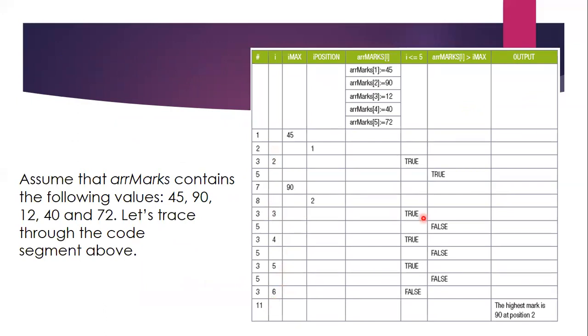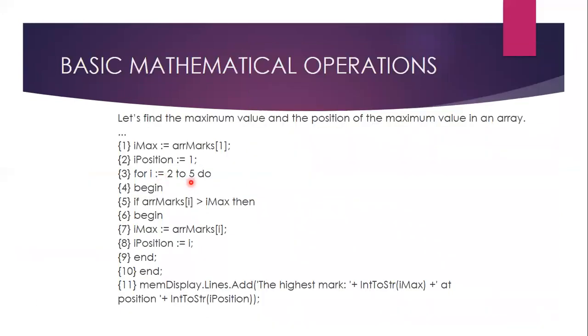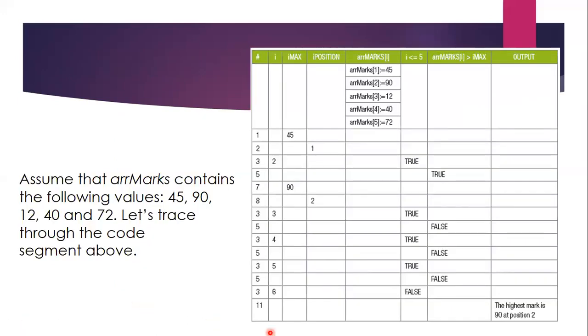So 3. Is 3, or I in this case, less than or equal to 5? Yes, it's true. Then is R marks greater than I max? False. Okay, so then I go back to step 3. Step 3 was my for loop. So I'm going to go back in, and I'm now going to increment it to 4. So position I is now number 4.